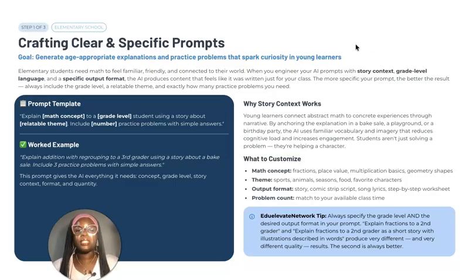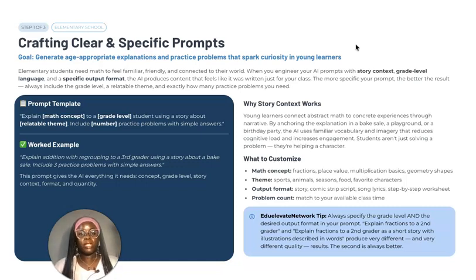Every learner, no matter the age, needs math that feels familiar, relatable to their lives, right? It should be friendly, it should be connected to their realities. So when you engineer your AI prompts with story, context, grade level language, and specific output format, the AI produces content that feels like what the class needs. And you have to be very specific. The more specific your prompt is, the better the result, and always include the grade level, a relatable theme, and exactly how many practice problems you need.